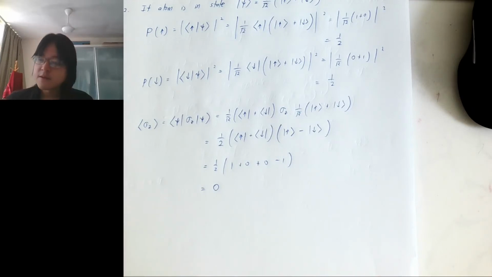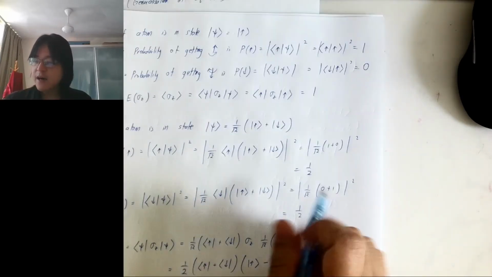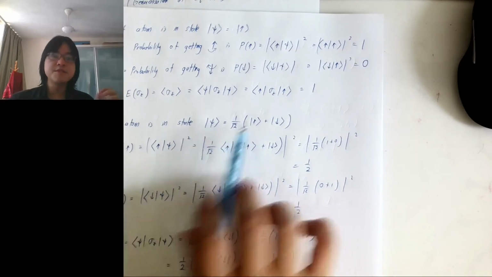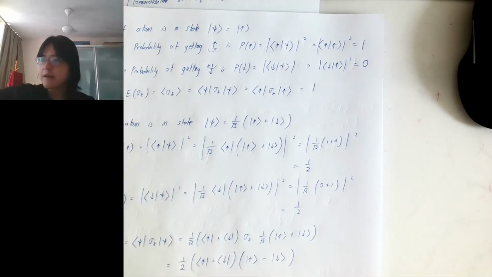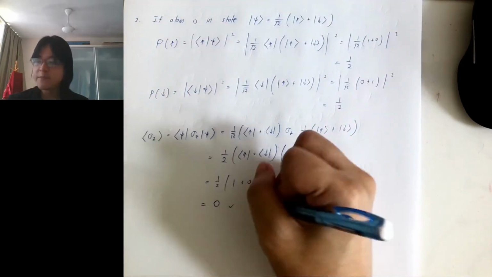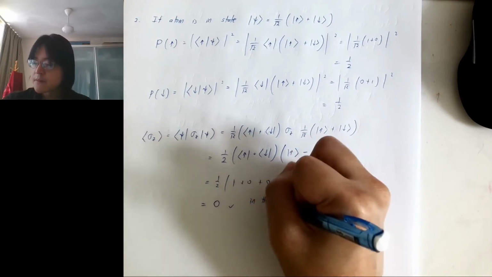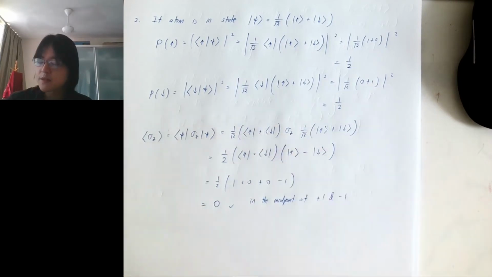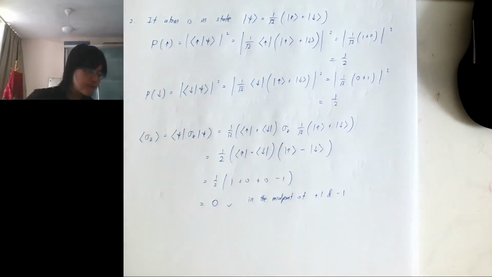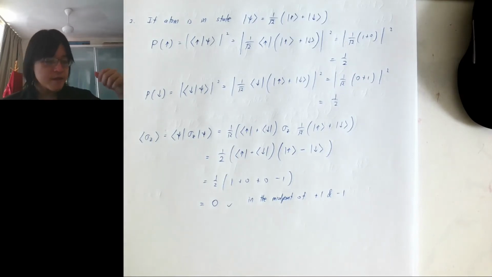Of course it's 0 because I am in an equal superposition between plus 1 and minus 1. There's a 50% chance I get plus 1, another 50% chance I get minus 1. So 50-50. So what is the average of plus 1 and minus 1? In the middle, 0. Make sense, right? So this is how you deal with expectation values.